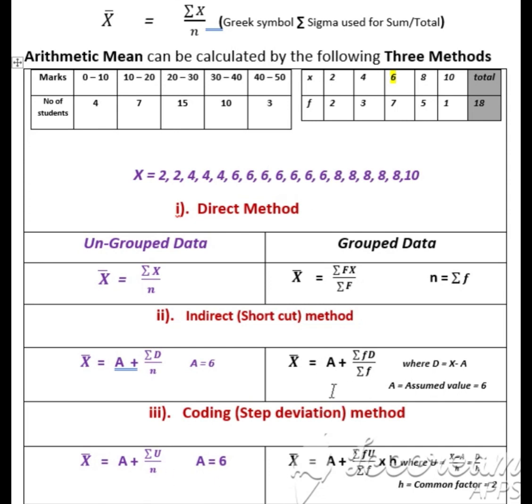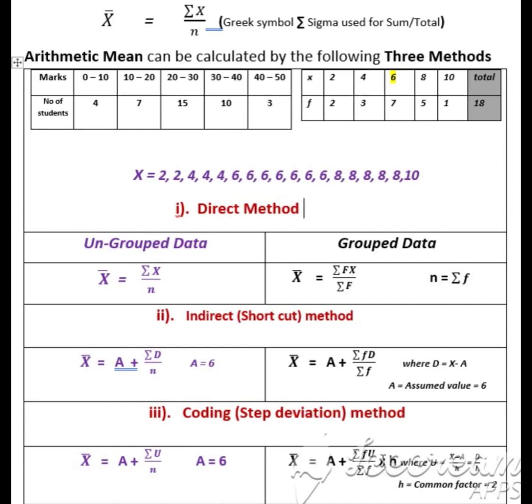Now the difference in this formula is sigma fx divided by sigma f. Here is the same formula, but for x, write d. So sigma f d over sigma f. And for the coding formula, you can write capital U instead of x. So for x, write capital U. This is the same formula: sigma f u divided by sigma f, multiplied by h. For the step deviation method, the only extra thing is times h.